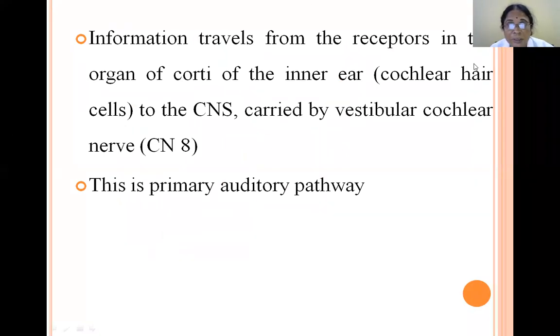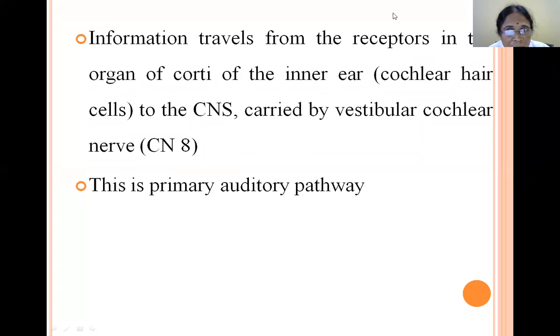Information travels from the receptors. What are the receptors in the organ of Corti? They are hair cells. There we have two rows of hair cells, and these are cochlear hair cells. They form the axons of the cochlear division of the eighth cranial nerve, the vestibulocochlear nerve. And from that, the information, as I've told, is carried to the medulla, pons, midbrain, and from there to the primary auditory area in the cerebral cortex.